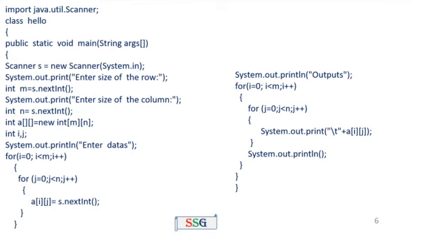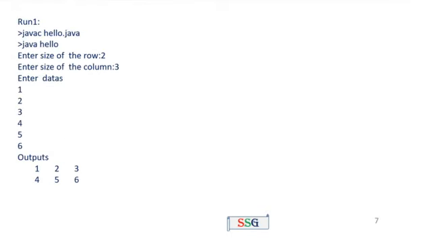The next outer for loop, System.out.println. Next, the outputs for this program: size of the row is 2, size of the column is 3. Enter the data, that means 2 rows, 3 columns. Enter the data, meaning a total of 6 elements: 1 2 3 4 5 6. So the output is also 2 rows and 3 columns. First row 1 2 3, second row 4 5 6.